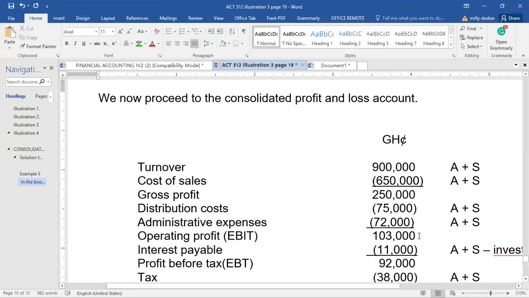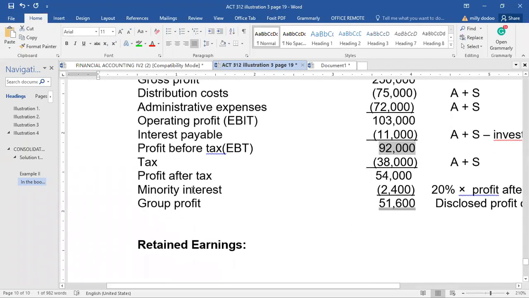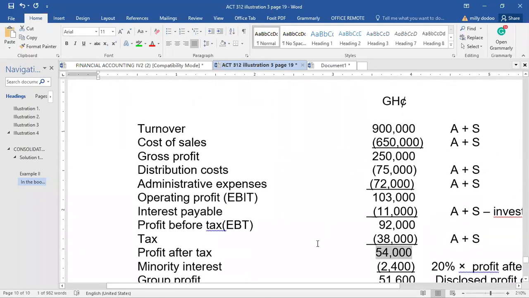It means that with this profit, I am yet to subtract interest payable from it. This one means that interest has already been taken out from it, and I am yet to take out tax. Then this one, profit after tax, means that tax has already been taken out. So that is what it all means. My EBIT, my earnings before interest and tax, is 103,000.